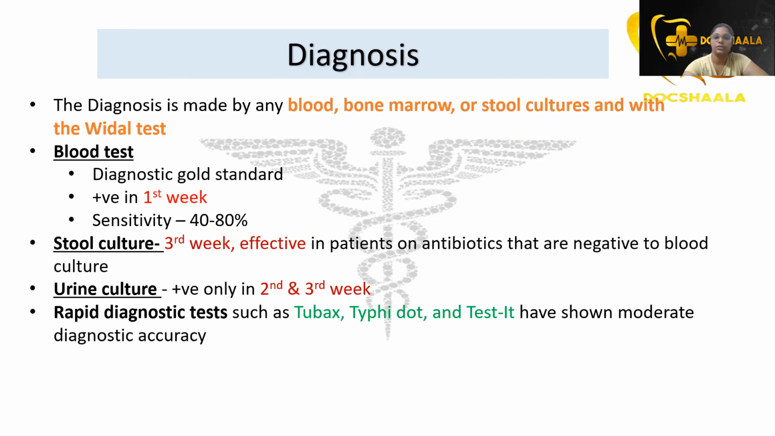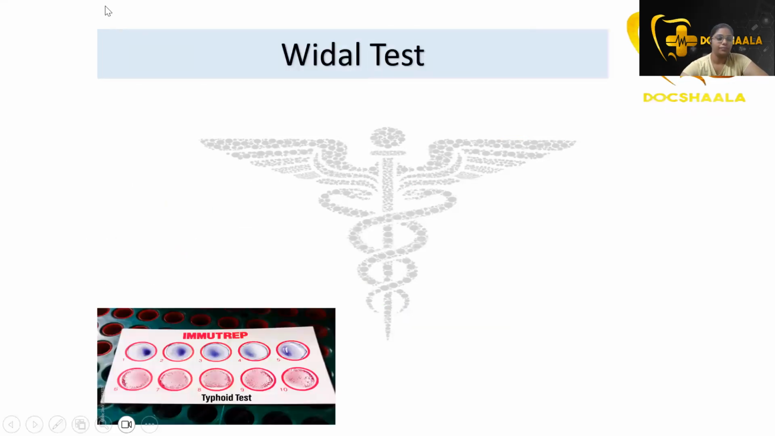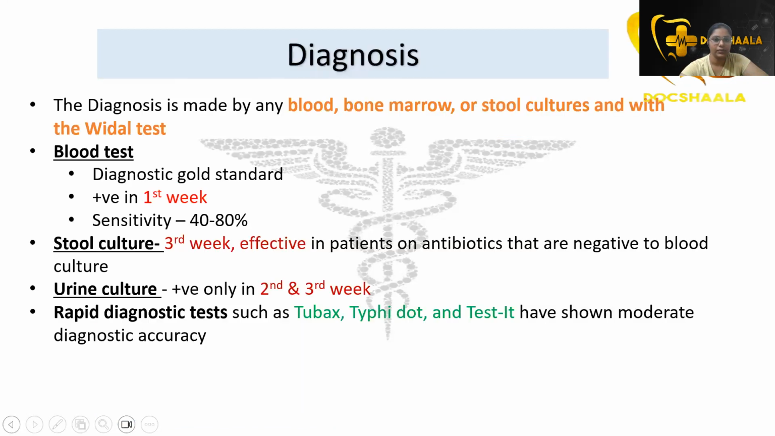Actually, I think this is urine culture only. There is a mistake here. So this is urine culture only. The blood culture is the diagnostic gold standard. As we have seen, it is positive in the first week. Since it is positive in the first week, we can directly order the blood culture for the patient. The sensitivity is 40 to 80%.